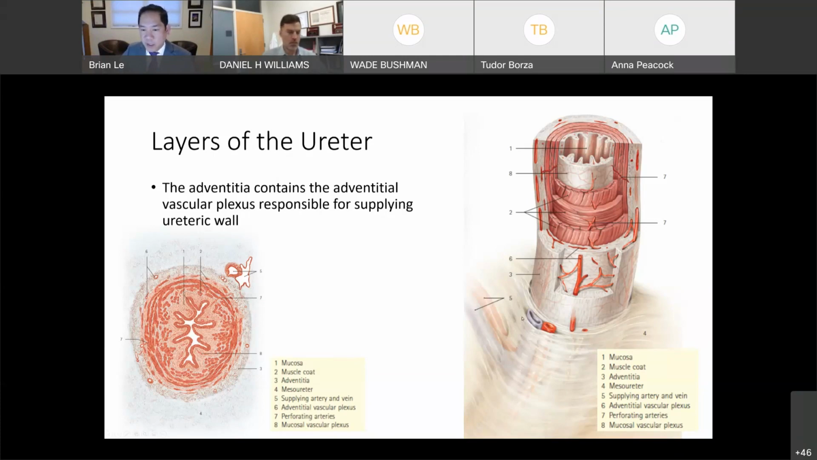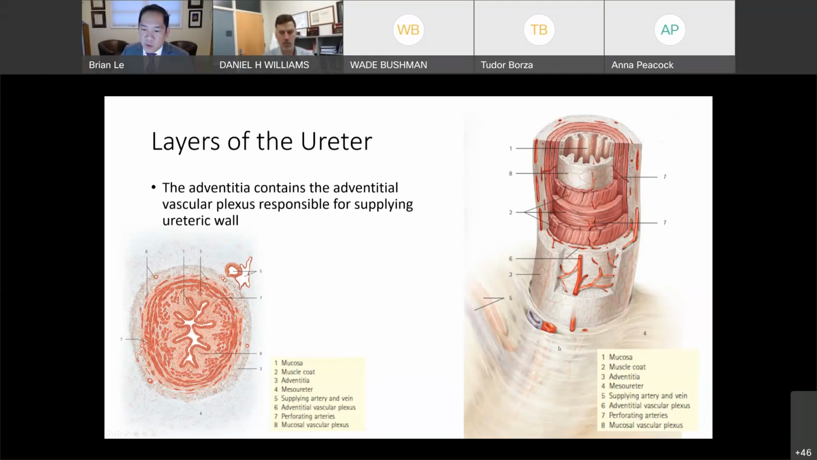However, these small blood vessels that penetrate, here listed as 5, will supply blood from adjacent structures. So as it's crossing over the gonadal veins, the iliac arteries, these actually pass in this ureteral sheath, or here, in this British journal, they call it the mesoureter.